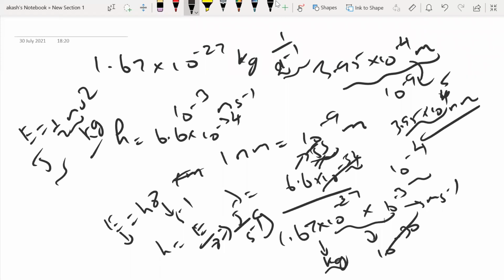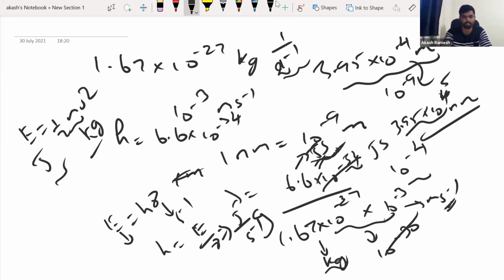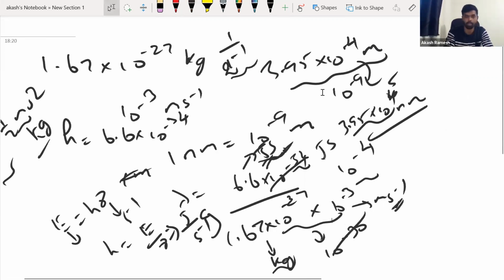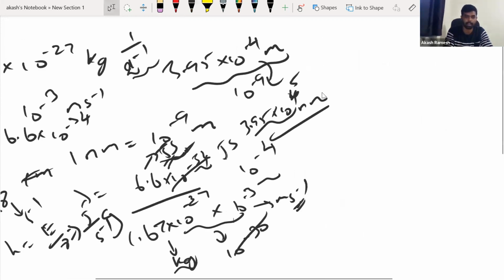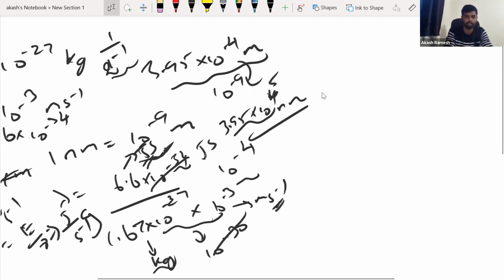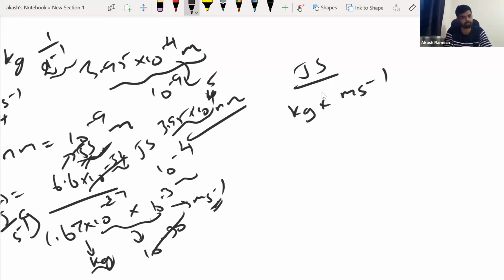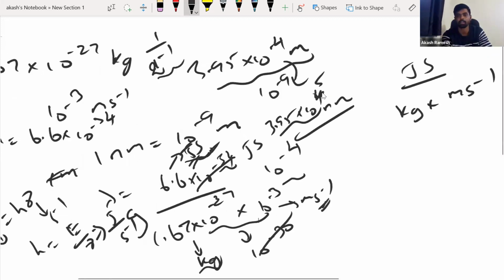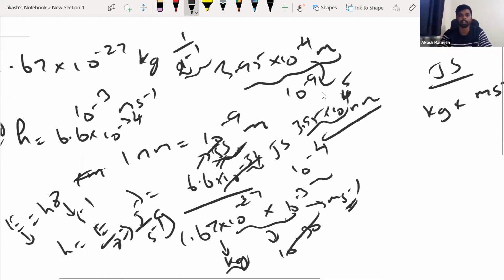Sure, but there is an extra S, right? If you check, there is an extra second here. Here also I have a second, right? In meter per second. Sure, but in the numerator there are 2 seconds, but in the denominator only 1 second, sir. In the numerator I have joule second. Okay, let me write it properly. In the numerator I have joule second, and I have kg, and I have meter per second. Yes, sir, correct. Okay. Yeah, the units are a problem. Maybe I'll look into this.